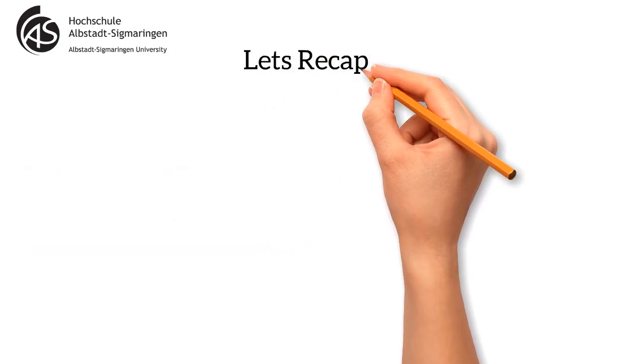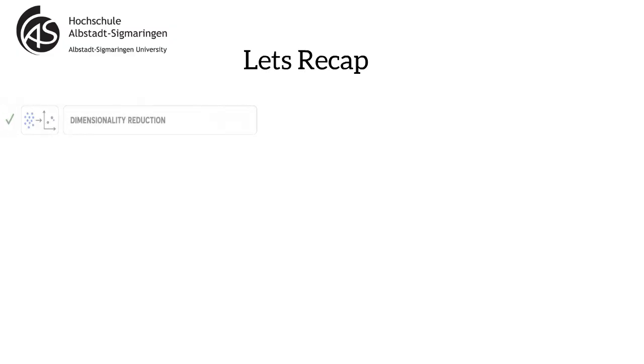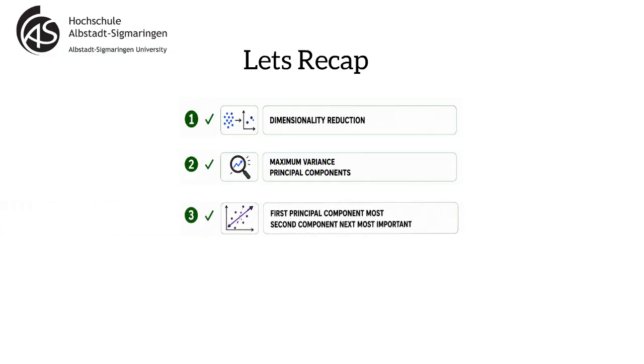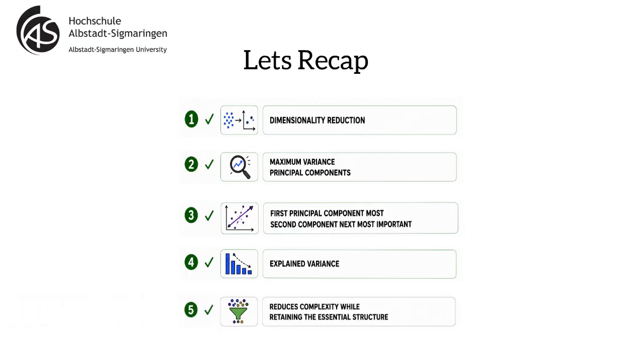Let's quickly recap everything we've learned. PCA is a dimensionality reduction technique. It helps simplify large datasets that contain many features. It works by finding directions with maximum variance. These directions become principal components. The first principal component captures the most important information. The second captures the next most important information. And explained variance tells us how much information is preserved. By keeping only the most important components, PCA reduces complexity while retaining the essential structure of the data.